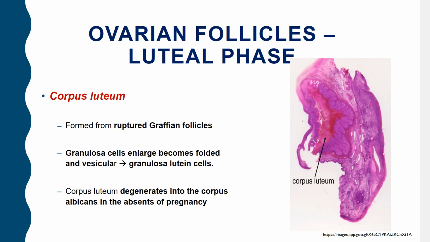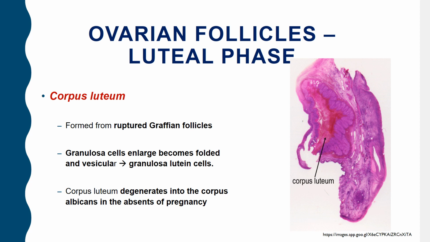So what happens after ovulation? The ruptured follicle, your Graafian follicle, will collapse, okay, and it will be filled with blood clot. So the ruptured Graafian follicle is what we know as the corpus luteum. Okay, so this denotes the start of the luteal phase of your ovarian cycle.